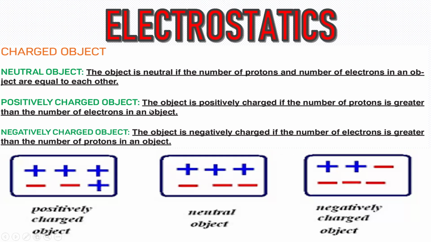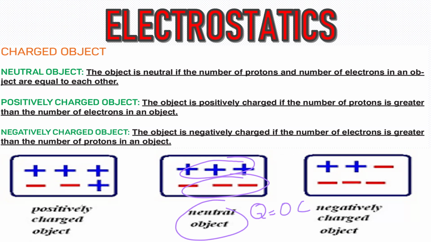Charged objects. We have a neutral object. A neutral object means you have the same number of protons and electrons in the object. As you see, we have 3 protons and 3 electrons. This is a neutral object. Charge is 0. Q is equal to 0 coulombs, we can say.